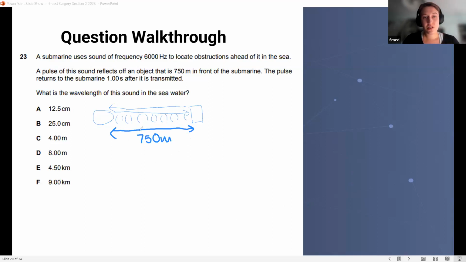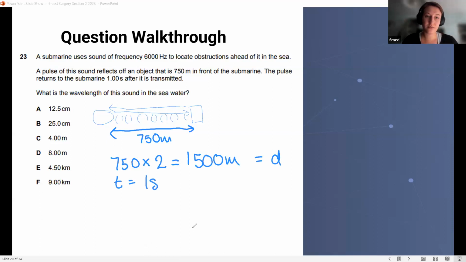So the actual distance traveled by the sound is going to be 750 times 2, because it's going to hit the object and then come back. So that would be 1,500 meters. That equals our distance. We've got our time equals 1 second, because it returns to the submarine 1 second after it was transmitted.